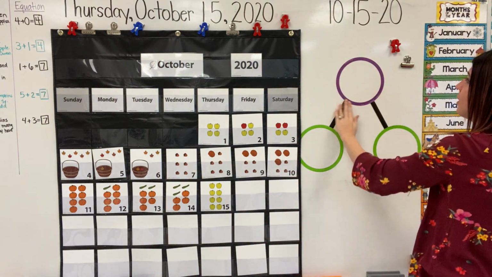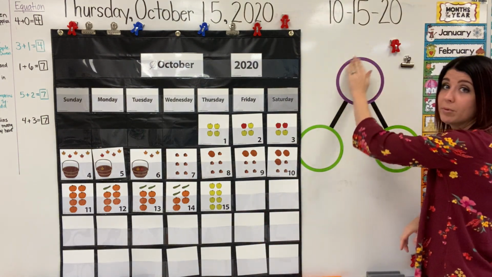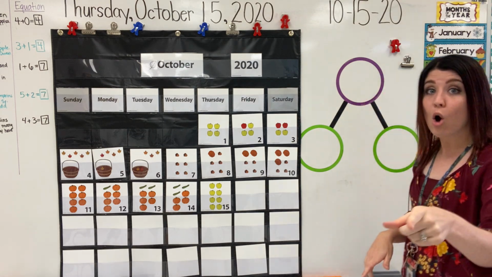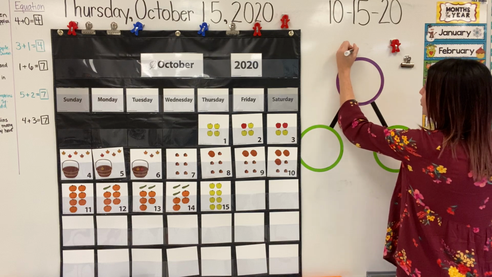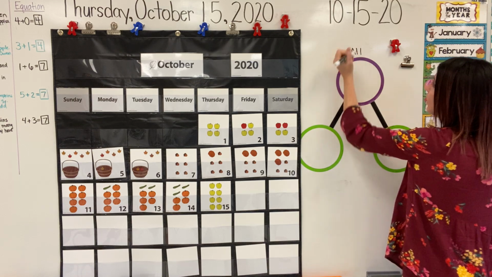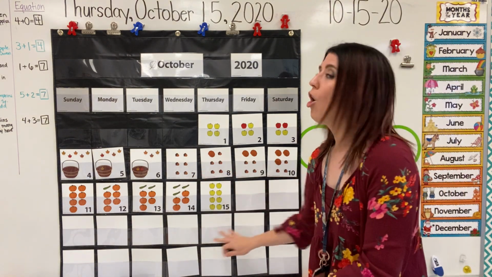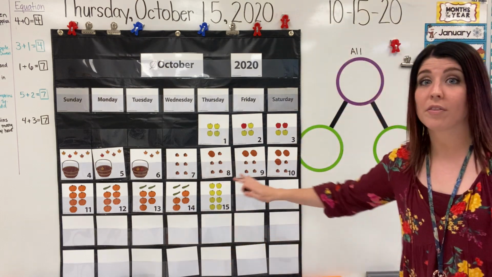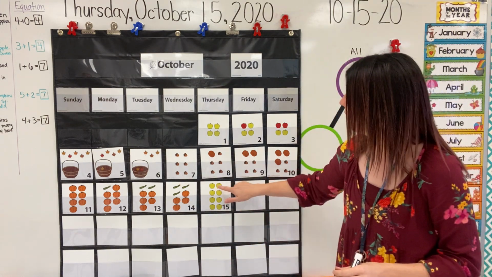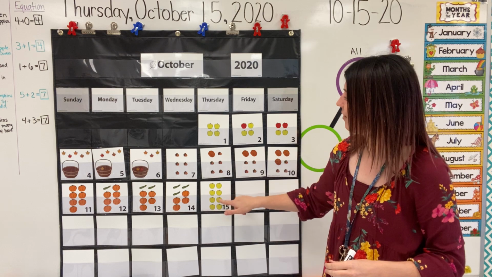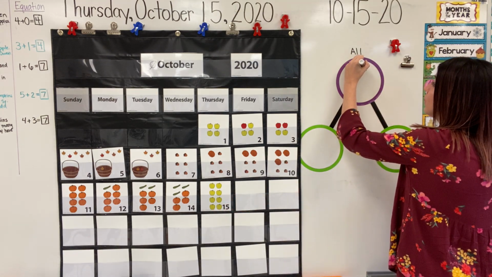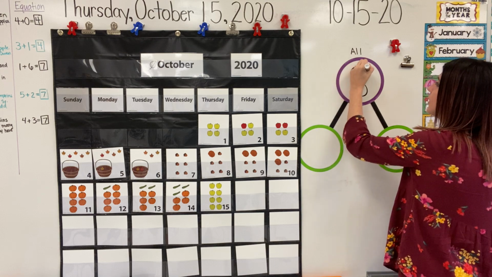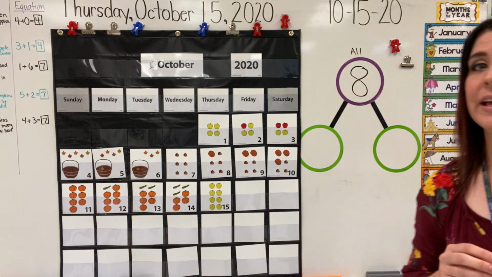So, let's start with the number that goes up here. Do you remember what we call the number that goes up here? The whole. And what does whole mean? All of them. So we're going to look at our card and we want to look at all the apples. How many apples are on the whole card? 1, 2, 3, 4, 5, 6, 7, 8. So we have 8 apples. Make an S and close the gate. That's the way you make an 8.